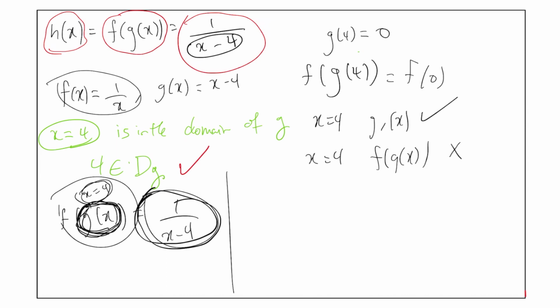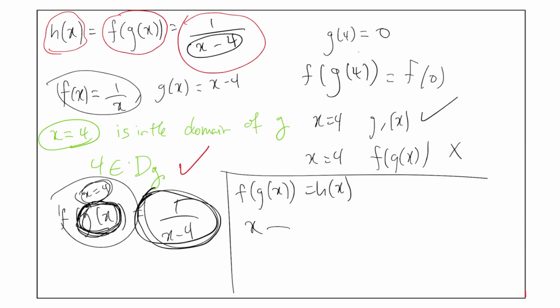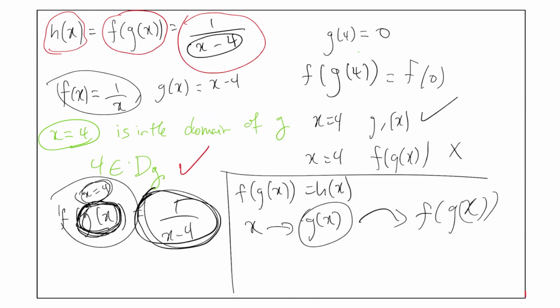No. What does this all tell us? Well, it tells us that the domain of the composite function, f of g of x, which is equal to h of x, as we've named it, consists of the values x in the domain of g, which makes g of x in the domain of f, because we're plugging in g of x here.